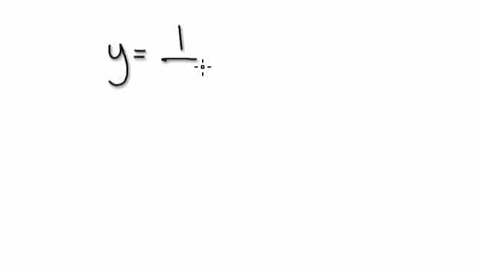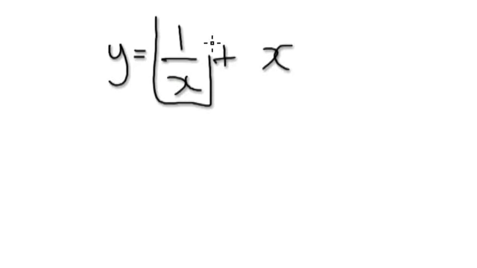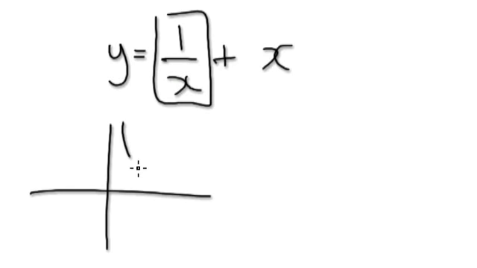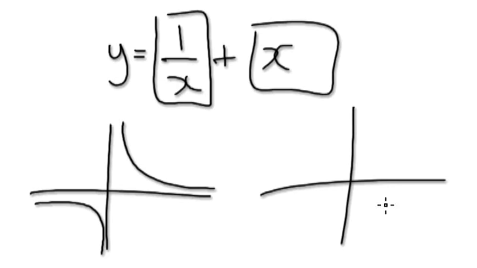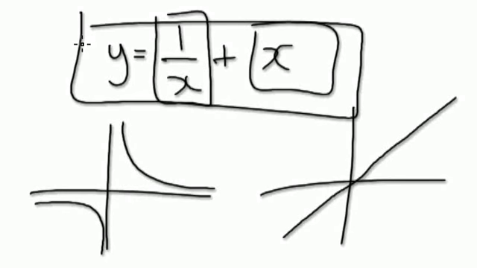So if you're trying to sketch this line here, 1 over x plus x, this term here will give you a graph looking like this, and this term here will give you a graph looking like this, going through the origin. When you're trying to sketch this line, you want to know what happens when x is small. So for example, let's just concentrate on what happens when x is small.